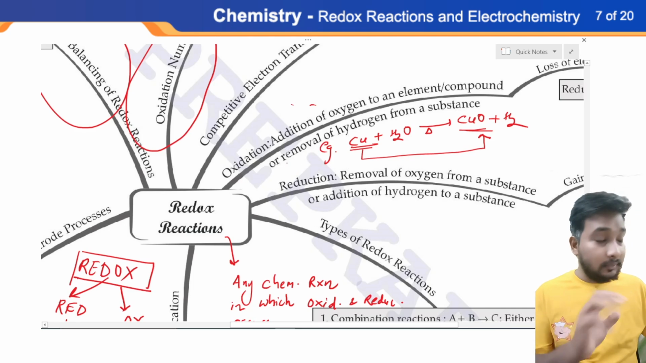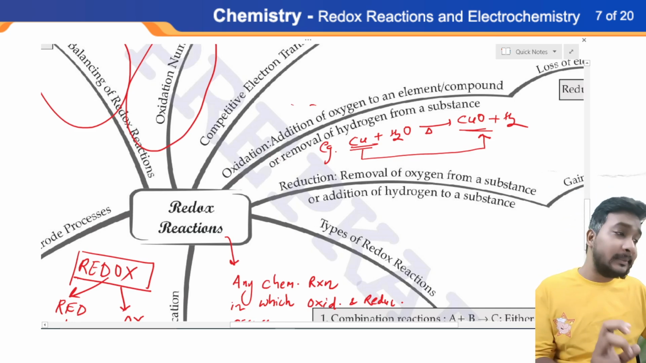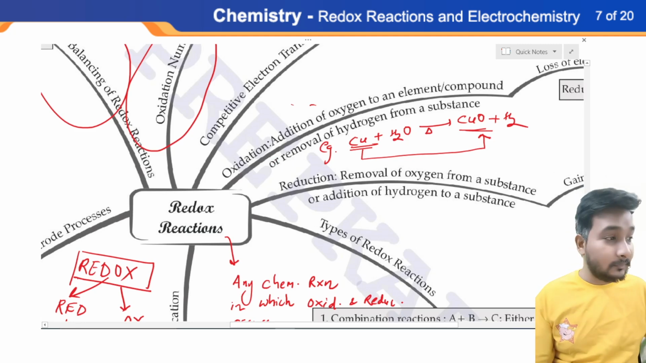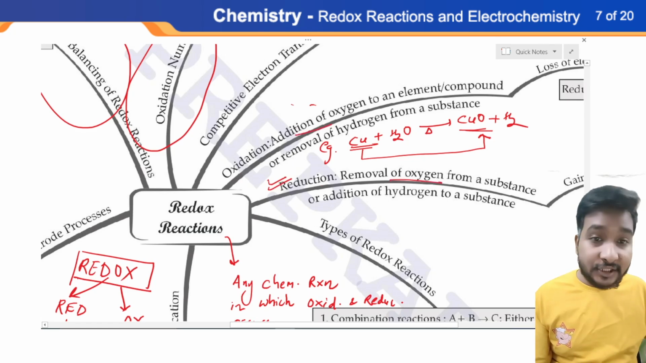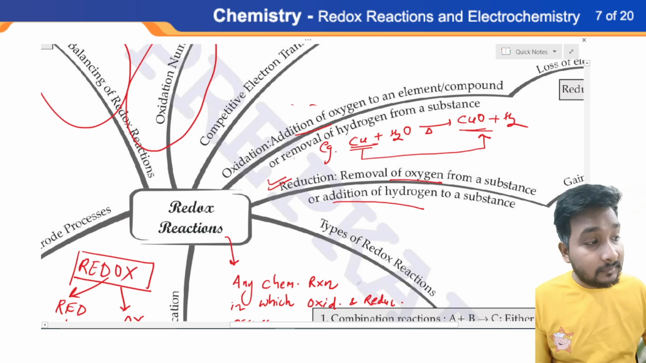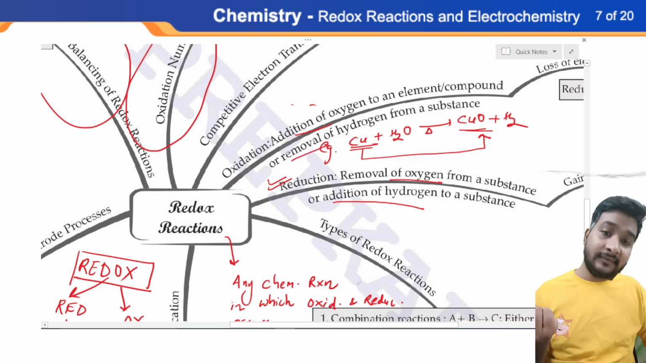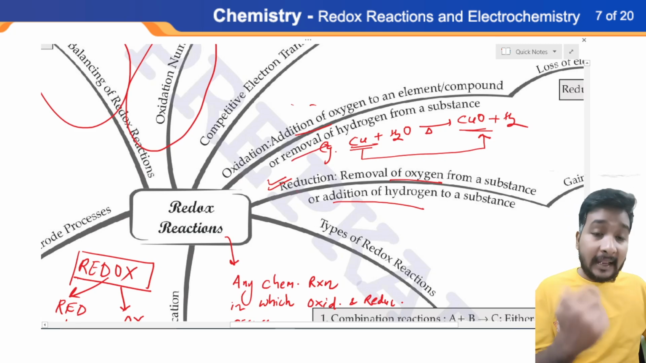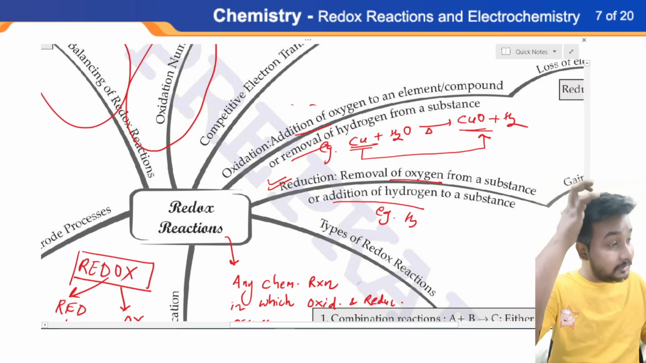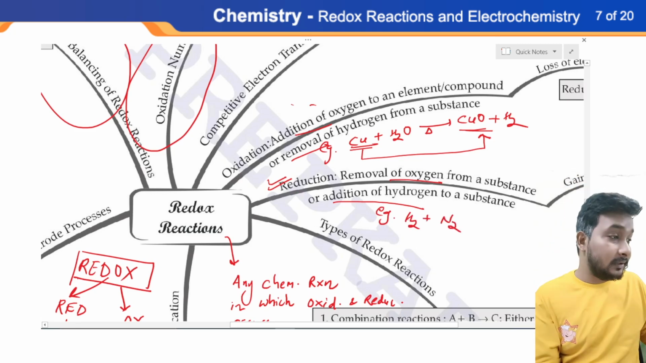Now if you remember the oxidation process, then you can easily understand the term reduction, because you have to do the inverse of the oxidation definition. The meaning of reduction is removal of oxygen, whereas previously in oxidation it was addition of oxygen, right? In reduction there is removal of oxygen from a substance or compound, but addition of hydrogen. In oxidation, what was that? Removal of hydrogen. So in oxidation we remove the hydrogen, but in reduction we add the hydrogen. Okay, let me give you one example. Suppose I am reacting hydrogen with nitrogen. Hydrogen is reacting with nitrogen.